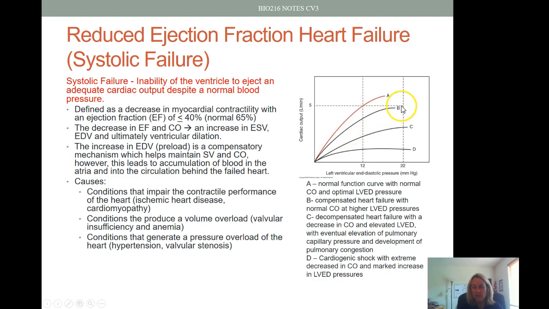So we can still pump out this greater cardiac output, but the heart is going to work harder at that increased pressure. C shows a decompensated failure. So despite an elevated left ventricular end diastolic pressure or volume, we can no longer maintain that cardiac output. And then D shows cardiogenic shock. So we have extremely decreased cardiac output and very high increase in left ventricular end diastolic volume.